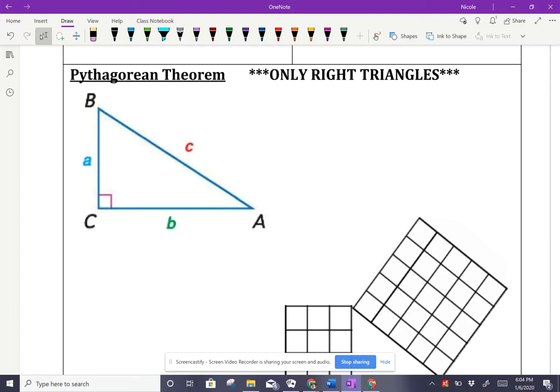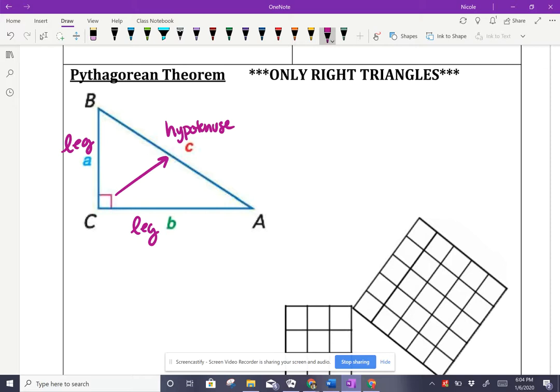Now remember, if you're dealing with a right triangle, it has two distinctive types of parts. You have legs, and then you have the hypotenuse. The hypotenuse is always across from your right angle.